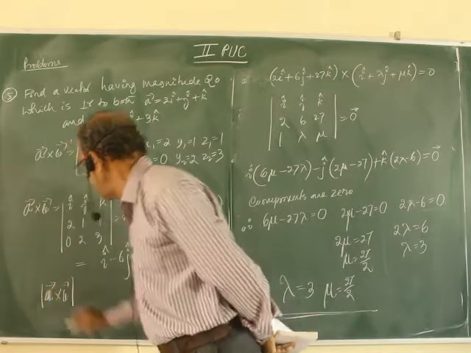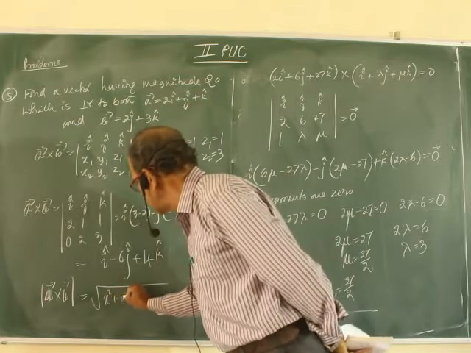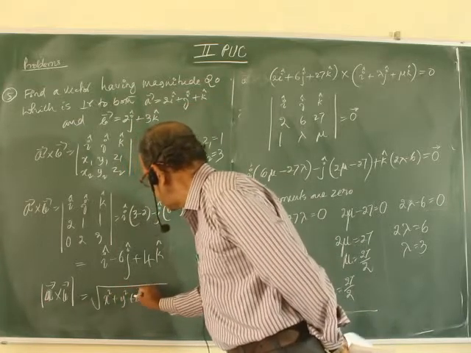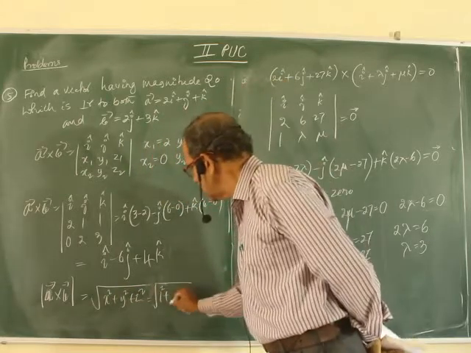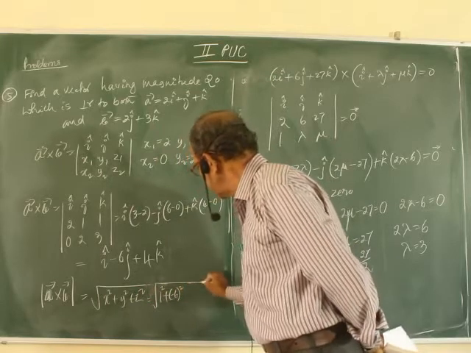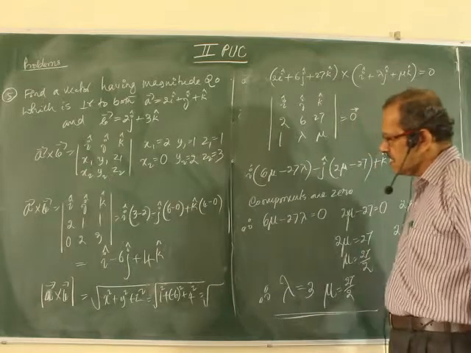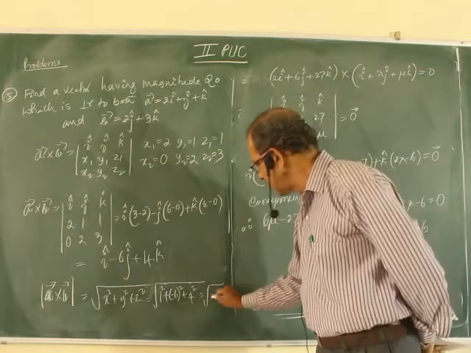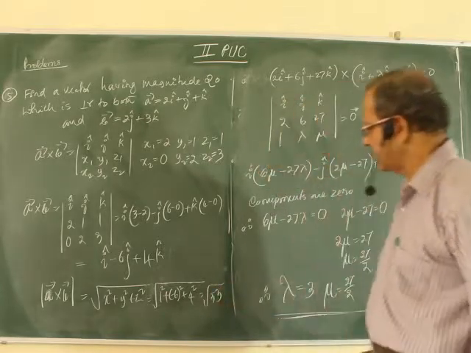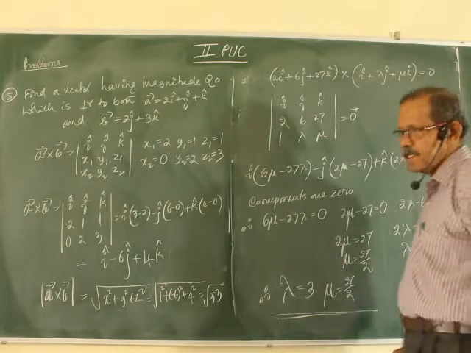Now next part, mod A cross B. Root of x square plus y square plus z square. 1, 6 square, 4 square. 36, 37, 16, 36, 52 plus 1, 53, right.